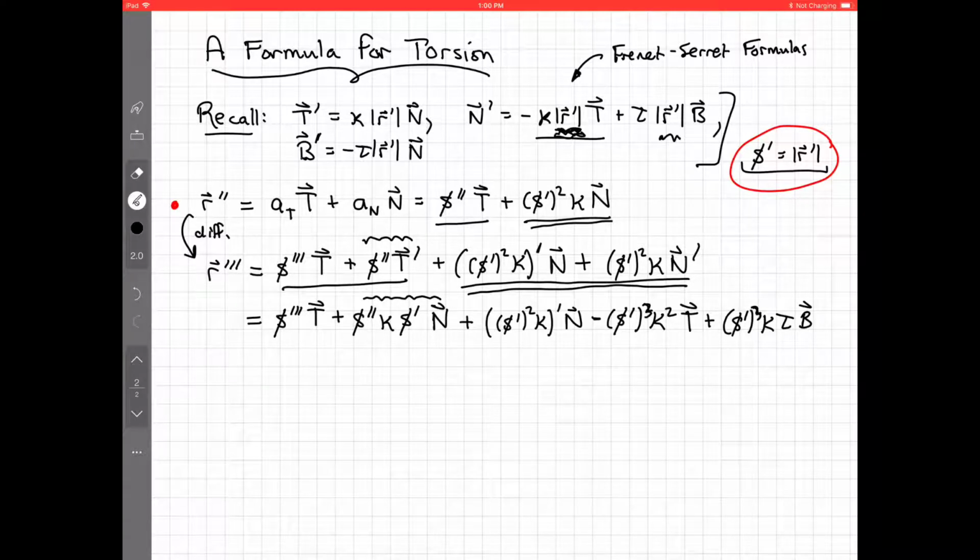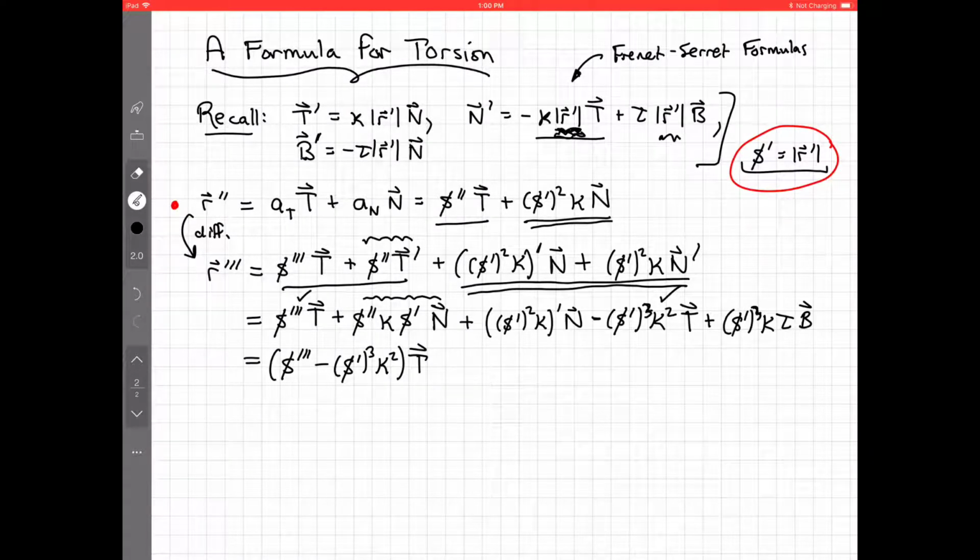Now let's rearrange things just a little bit, try to gather some stuff together. First of all, what's next to t? Well, we have an s triple prime next to t. Also next to t we have this stuff in this term, so that's minus s prime cubed times kappa squared, and so there's our coefficient of t.